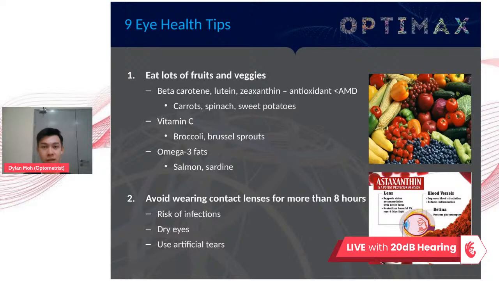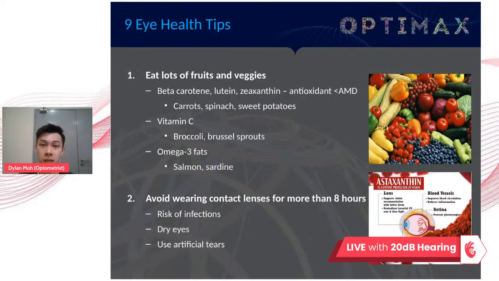So, nine interesting eye health tips. First things first: eat a lot of fruits and vegetables. This is something that we optometrists, and also parents, like to mention. You need to eat a lot of food so that later you don't need to wear glasses. But actually, it's true.